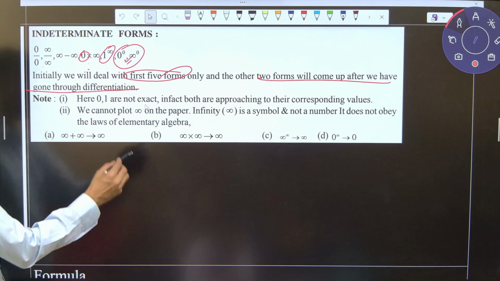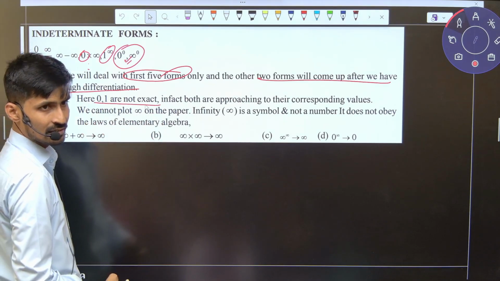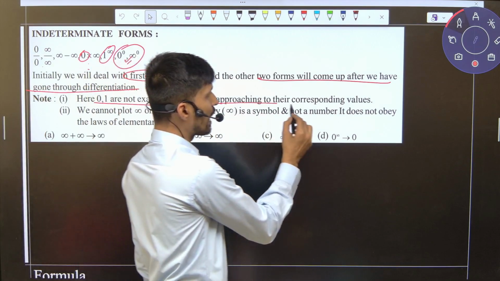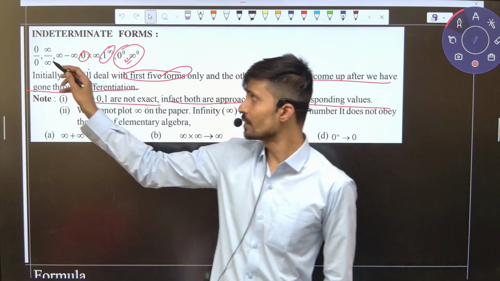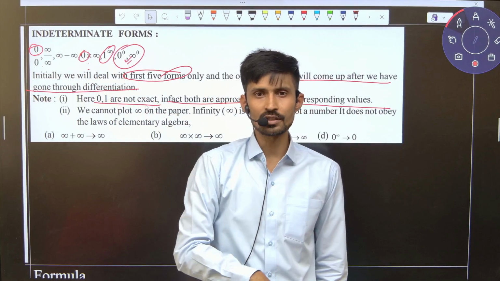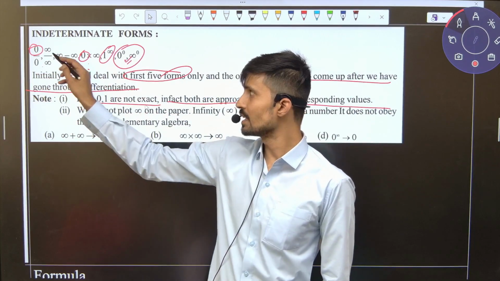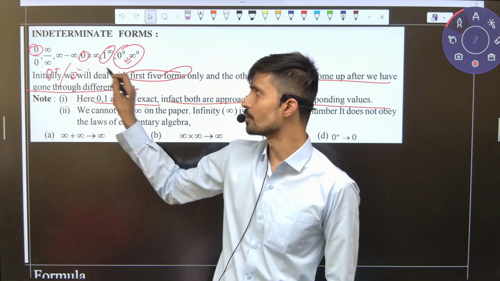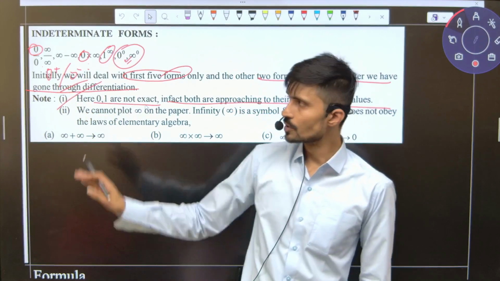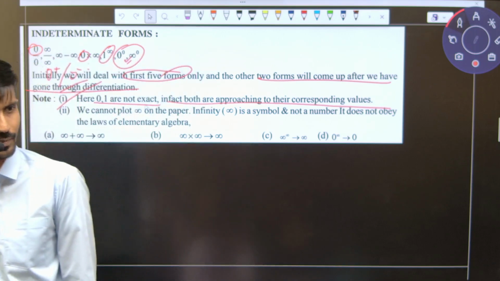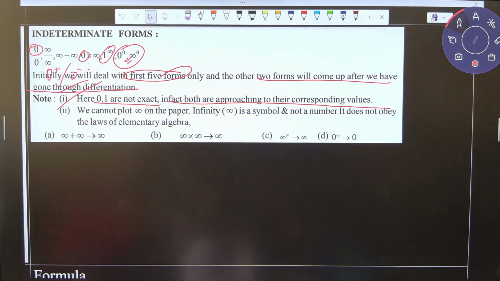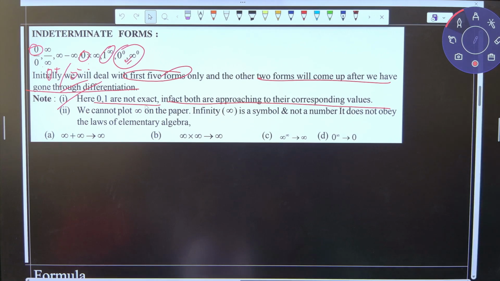Okay? And here it is written that 0 and 1 are not exact. In fact, both are approaching the corresponding value. It means the number is approaching towards 0, and that 0 is either 0 plus or 0 minus. Okay? So write down all these things. After that, we'll start learning how to solve questions of 0 by 0, infinity by infinity. Till here, this was the introduction of the limit chapter, a very big introduction for this chapter.